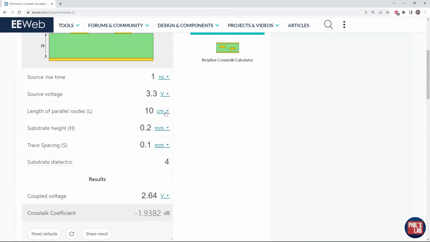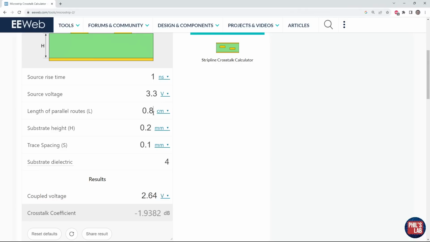So if I reduce it back to 1 centimeter, it doesn't change, but if I change it to 0.8, 0.5, 0.4, we can see the length of parallel routes has an impact. But we can see that 0.8 centimeters or 8 millimeters is pretty much our critical length in this particular scenario. And this is already very, very short. We'll see the implications of this later on as well.